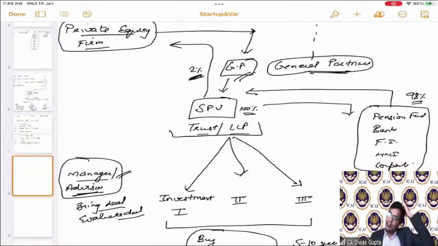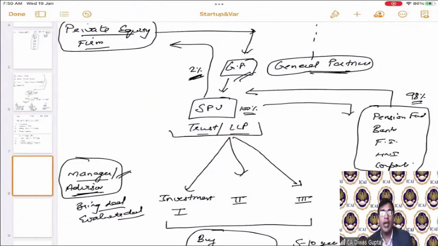Okay, students, I hope this is clear to all of you. This is actually the proper technical term called venture capital. Now, this entire model is giving the funding requirement to the startups.